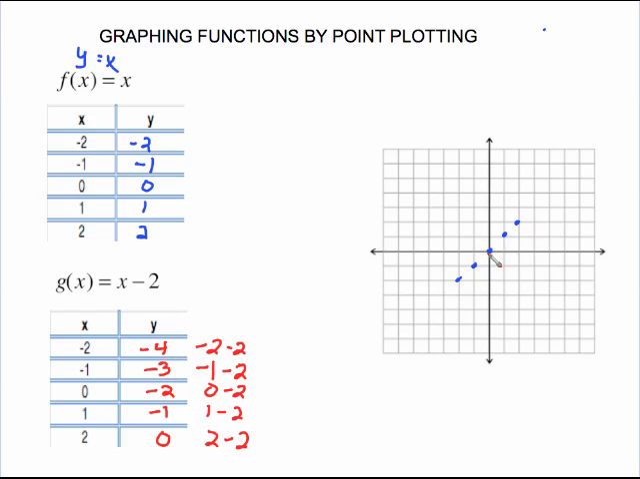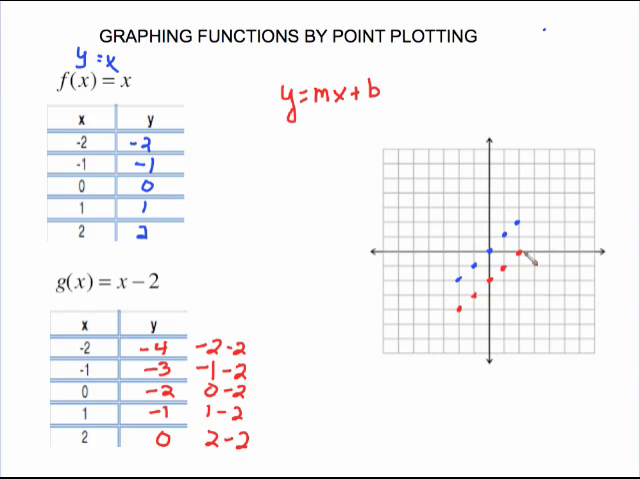To graph these points on the same grid, -2, -4 will be here. -1, -3 is here. 0, -2, over 1, down 1, over 2, up 0, and there is that line. Now, we have two lines. Now, you may remember your y equals mx plus b is your equation of a line, but we're not really going to talk about that right now.